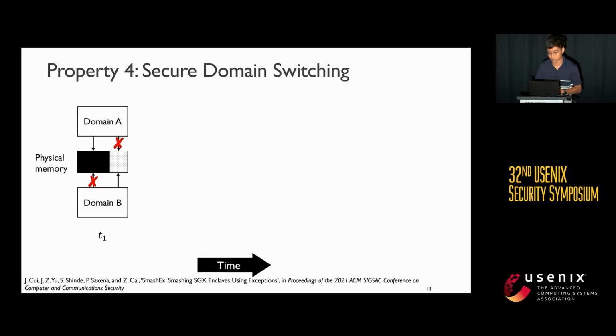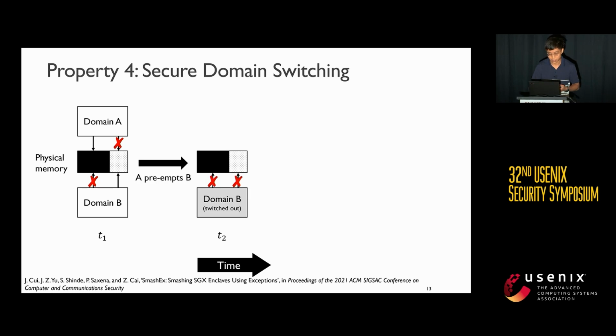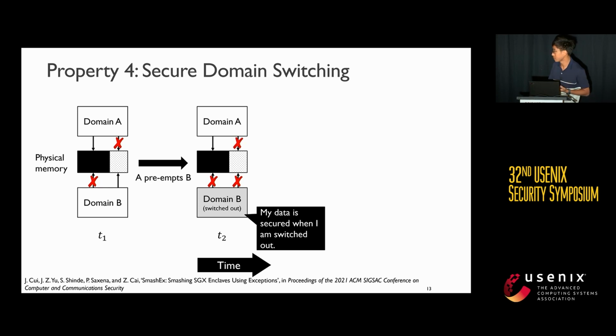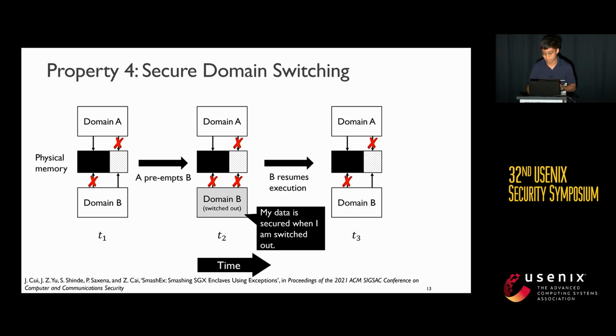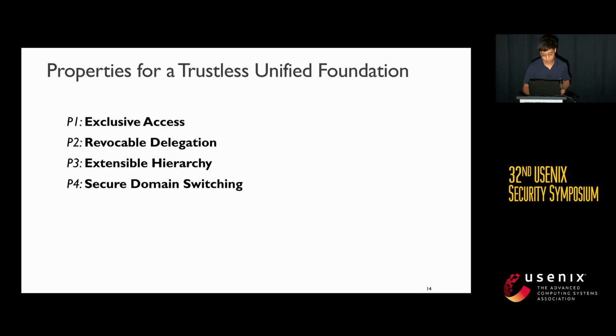The fourth property is secure domain switching. So if we consider the case where domain A needs to preempt B's execution, for example, for some system management reasons, we need to make sure that B's data is still secured even when it's switched out. That means that domain A is still not allowed to access B's delegated memory. After B resumes the execution, B needs to regain its access.